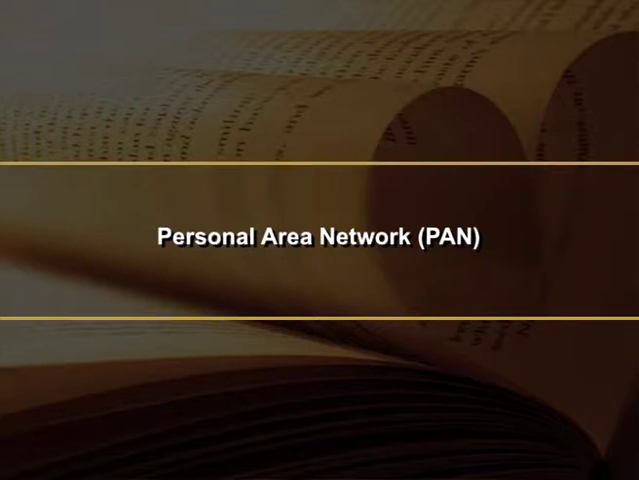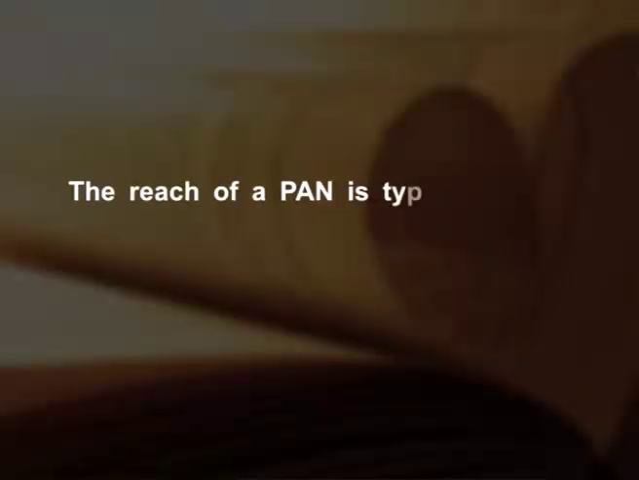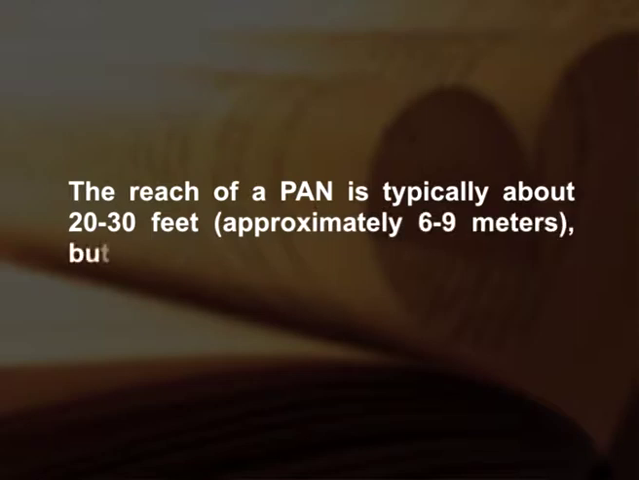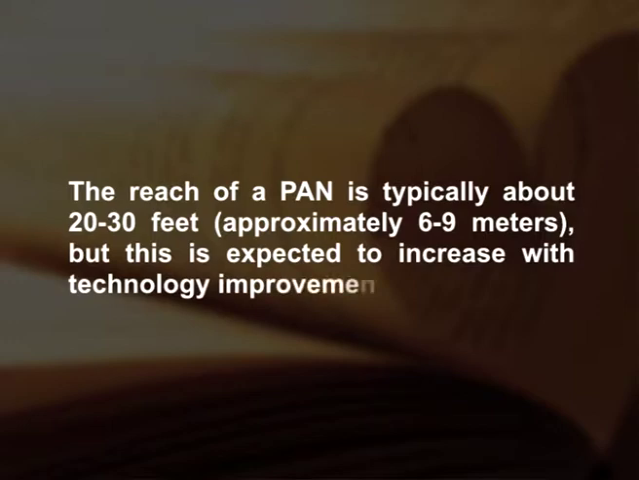Personal Area Network or PAN. A Personal Area Network is a computer network used for communication among computer devices close to one person. Some examples of devices that are used in a PAN are printers, fax machines, telephones, PDAs, and scanners. The reach of a PAN is typically about 20 to 30 feet, that is approximately 6 to 9 meters. But this is expected to increase with technology improvements.